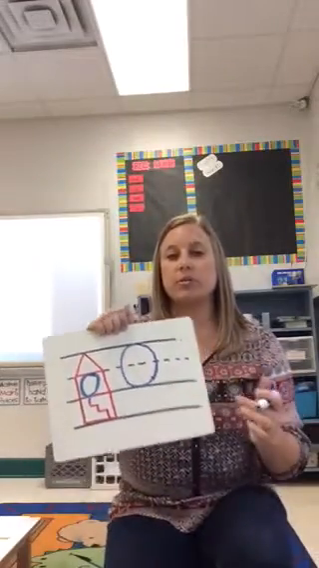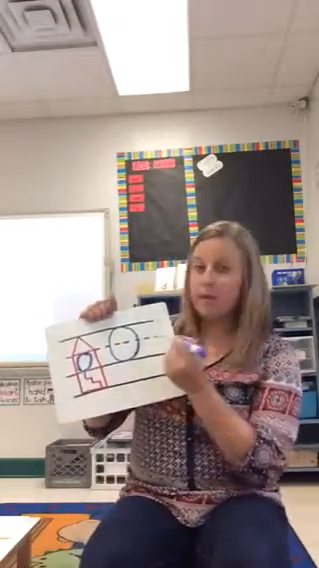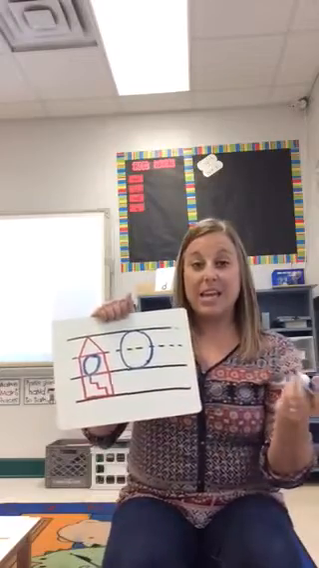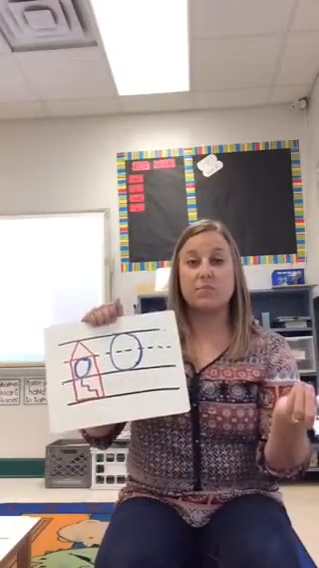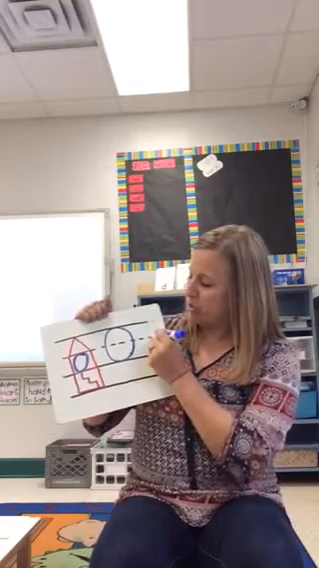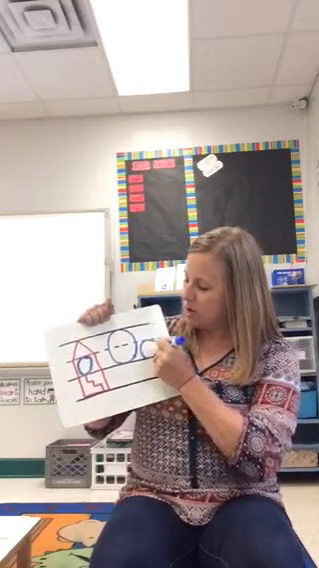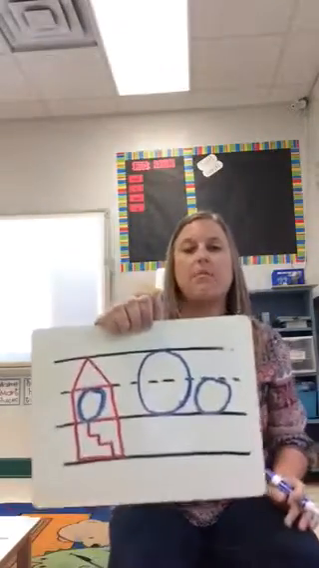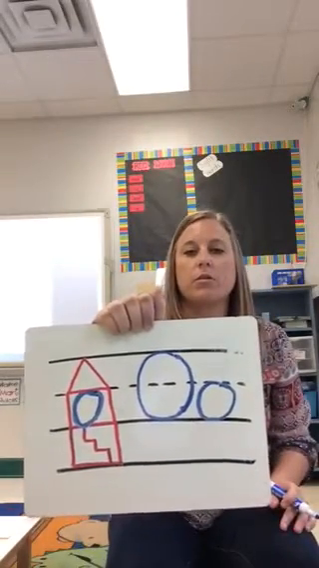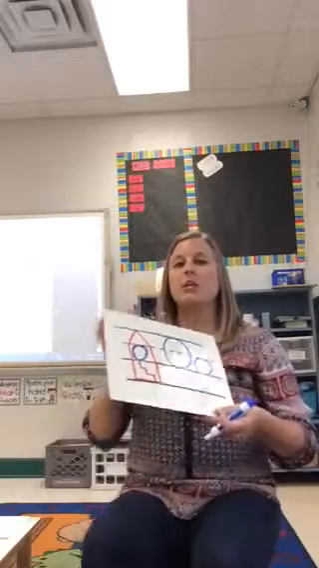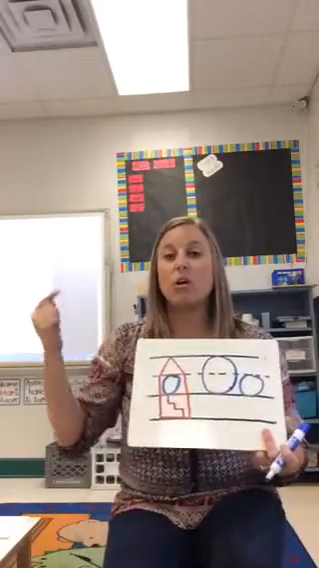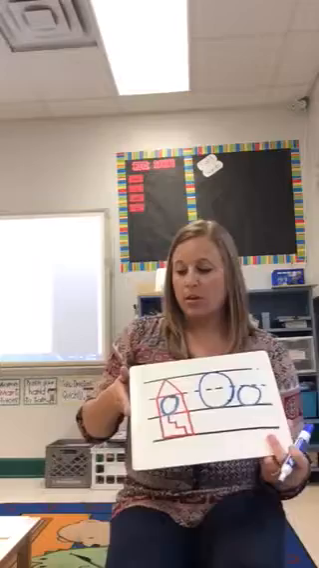Now I'm going to come over here and do another one, that way you can see. So I'm going to make a C and then just connect it to finish making the O. So we're going to start below the dotted line. I'm going to touch the dotted line, sit on the floor, and then come around and connect to make my O. Okay? So this is how the C correlates with the letter O.